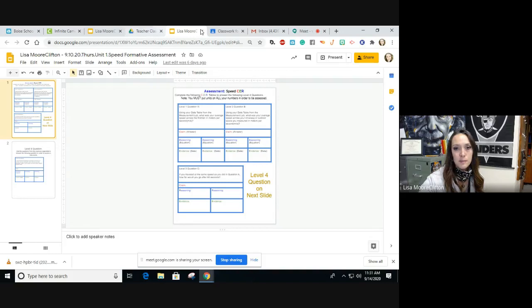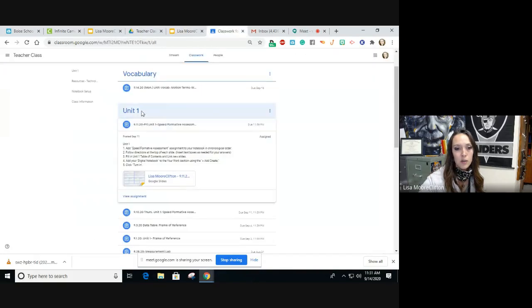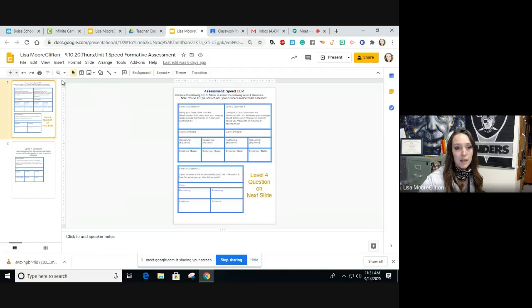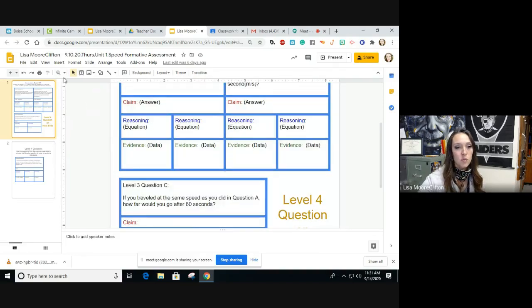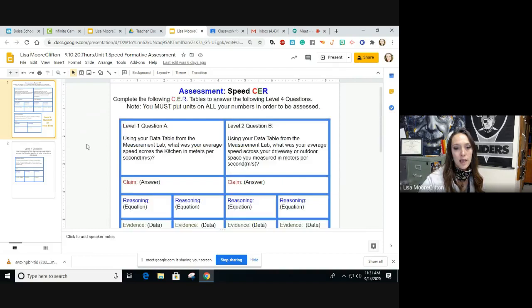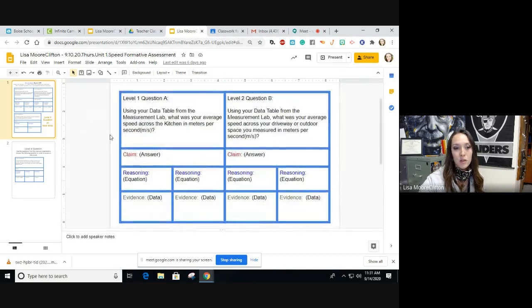So this is the assessment in your Unit 1 Speed Formative Assessment. So you have the slides in there. Now, if you have your notebook turned in somewhere else, you have 1 or 2 options. You can unsubmit it there and do this, or you can do it just right on these slides, and then when you get your notebook back, you can add them in later. But you will need to use your notebook because you need your measurements lab. That's the one requirement that you need to have done for this assessment. You need to have your data from that lab because you're going to use it.